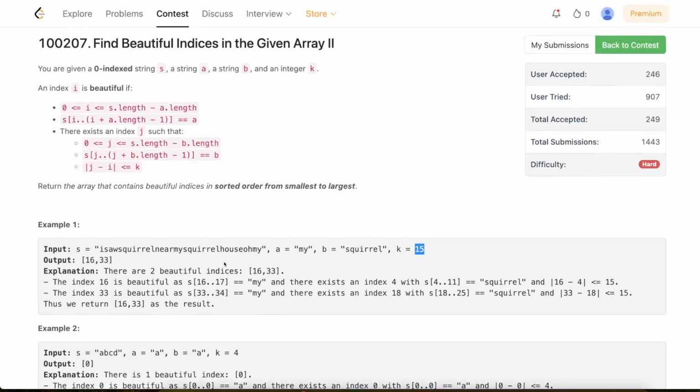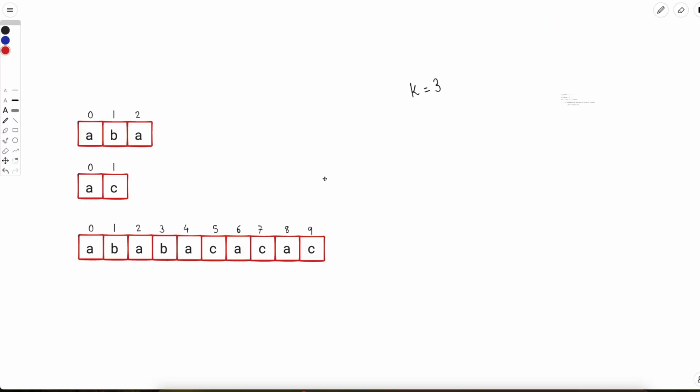Now what is the brute force solution? If you have not at least tried the brute force solution, I would strongly encourage you to at least think about the brute force solution by yourself. So we have these strings. Let's say this is a, right, and this is b, and this is our given string s, and we have k equals 3, right? Now first thing, we have to match a here, right? So we have to take a. So let's just take a.